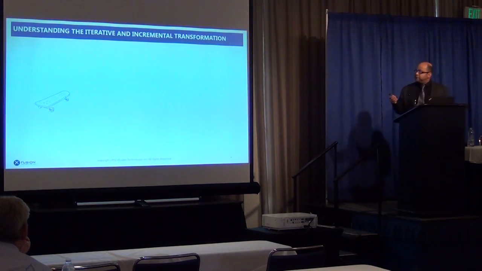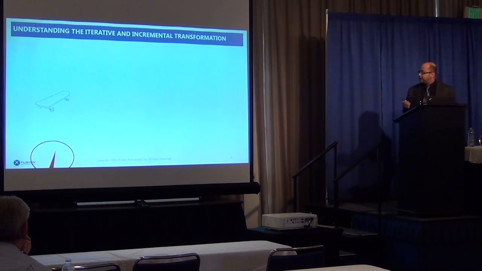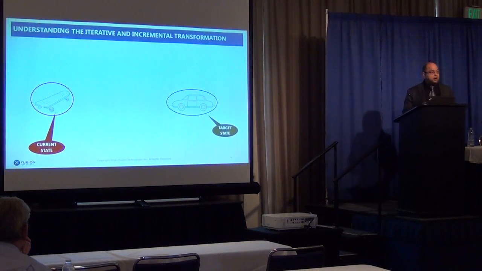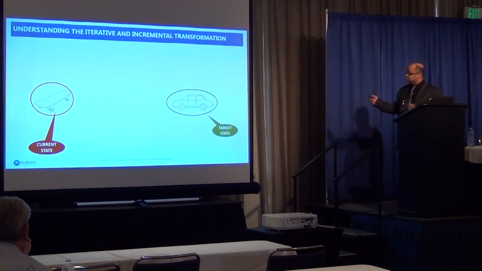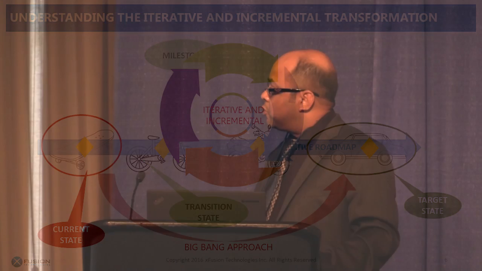Let's say this is the skateboard that you are running today, and that's your current state. You want to move to a fancy car, the target state. One approach is to go in a big bang approach: you move in one step and become a car. Or you take steps in an iterative roadmap. Incrementally, you move from a skateboard to a cycle, to a bike, and to a car.